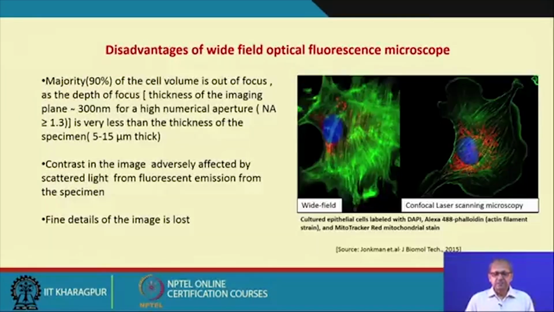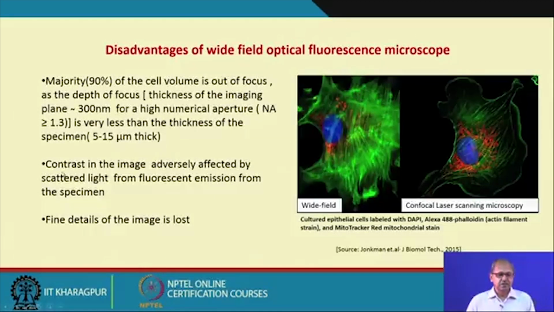What are the disadvantages of wide field fluorescence microscopy? The majority of the cell volume, around 90%, is out of focus. Out of focus means that light from planes above and below the plane of focus, or scattered light, comes through the barrier filter to the sensors. When the thickness of the specimen is around 5 to 15 micrometer, the problem is escalated. And what do we mean by the thickness of the imaging plane? In general it is around 300 nanometer for a high numerical aperture, around 1.3.